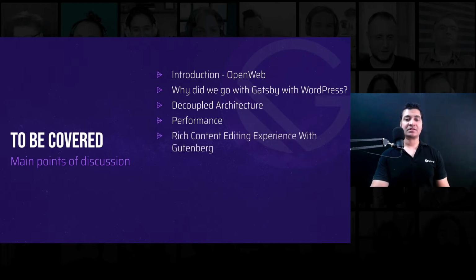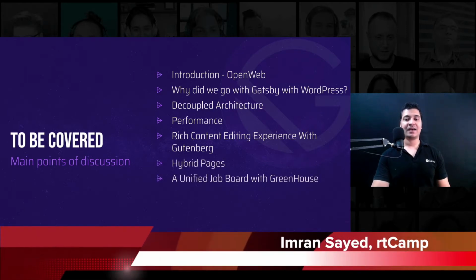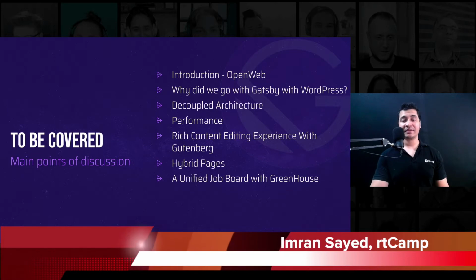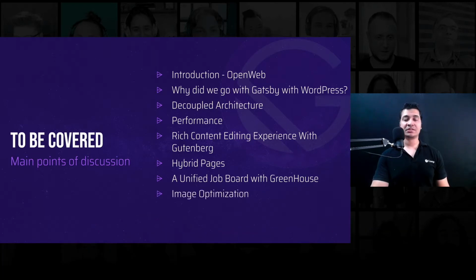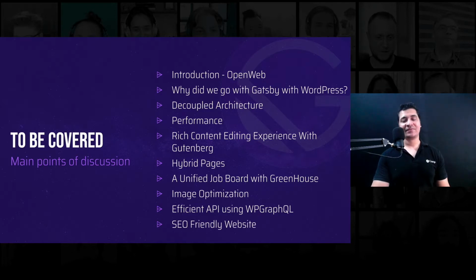We'll talk about rich content editing experience with Gutenberg, hybrid pages, and a unified job board with Greenhouse that we have used for OpenWeb. We will also discuss image optimization, which is really crucial for any website. And we'll discuss efficient API using WP GraphQL. And we'll also talk about the SEO-friendly website. All right, so let's begin.